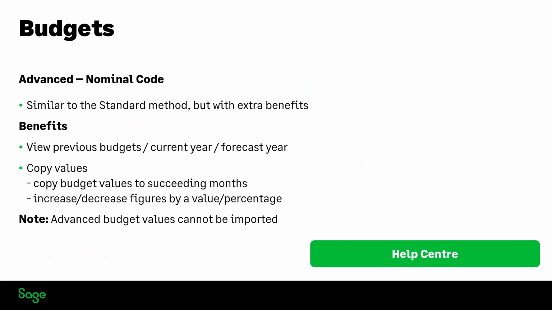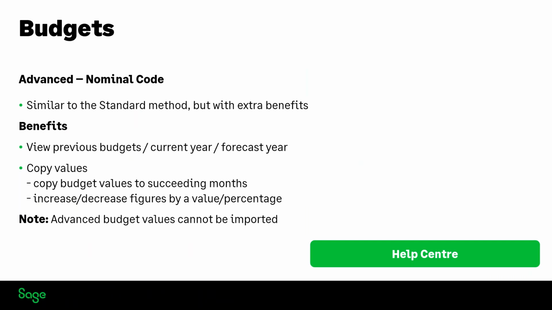Now, if you did a 10-part one, or you're familiar with this standard budgeting option, then advanced by nominal code is very, very similar. You'll enter the information in a different way, different area, but it's very similar. You will enter your budgets on a monthly basis. There are extra benefits though.